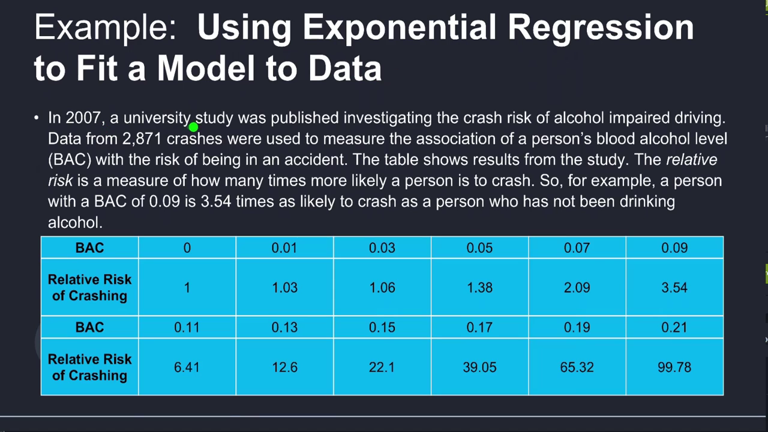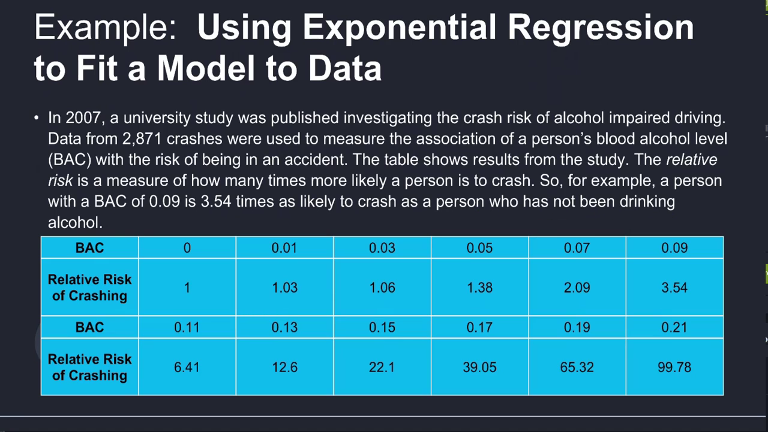In 2007, a university study was published investigating the crash risk of alcohol-impaired driving. Data from 2,871 crashes were used to measure the association of a person's blood alcohol level, BAC, with the risk of being in an accident. The table shows results from the study. The relative risk is a measure of how many times more likely a person is to crash. So, for example, a person with a BAC of 0.09, right here, is 3.54 times as likely to crash as a person who has not been drinking alcohol.